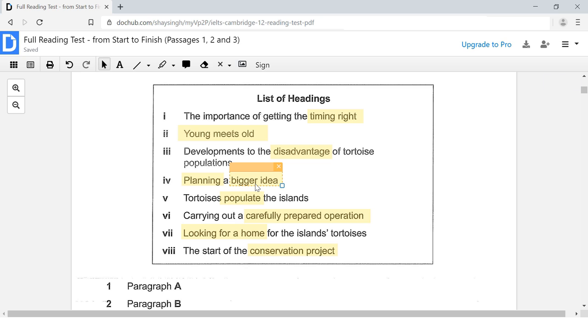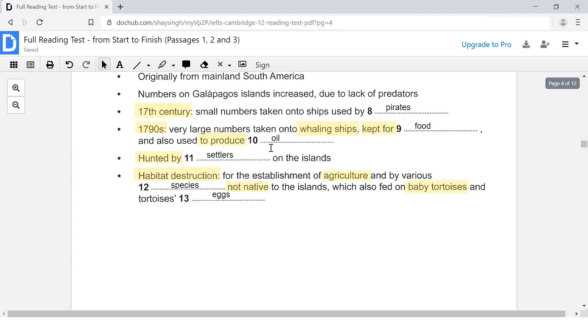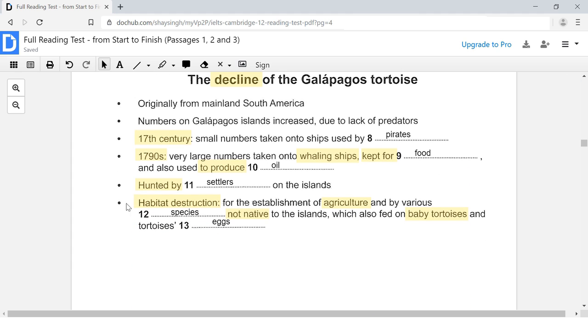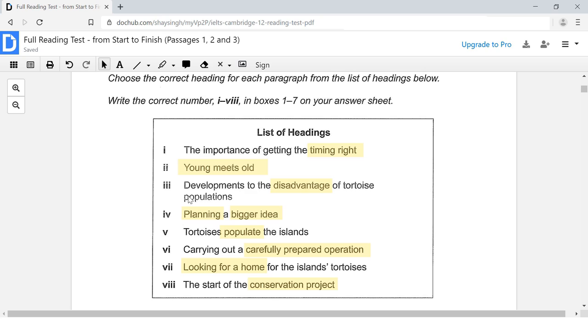Well, first, I'm going to start off by answering this question first. Because we just answered a whole bunch of questions from fill in the blanks that talked about the decline of the Galapagos tortoise. All of these questions are talking about disadvantages. How we exploited tortoises, how we took large numbers of them, we used them for food, for producing oil, how they were hunted by settlers, how we destroyed their habitat with alien species, and then the alien species ate their babies and their eggs. All of that sounds terrible. That is all talking about disadvantages. So I'm going to start there.